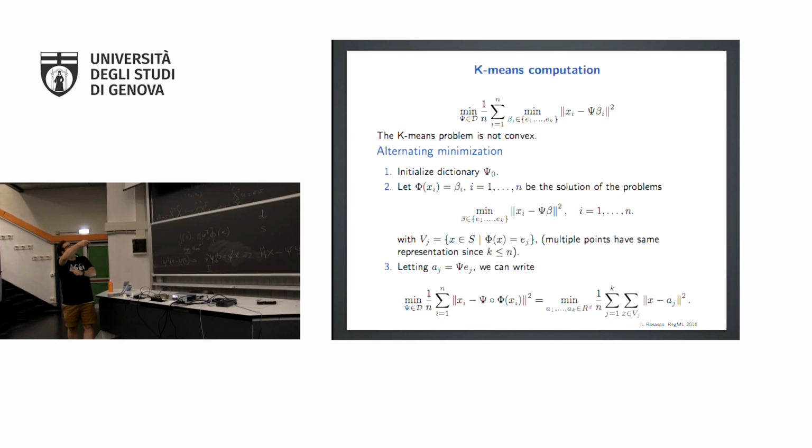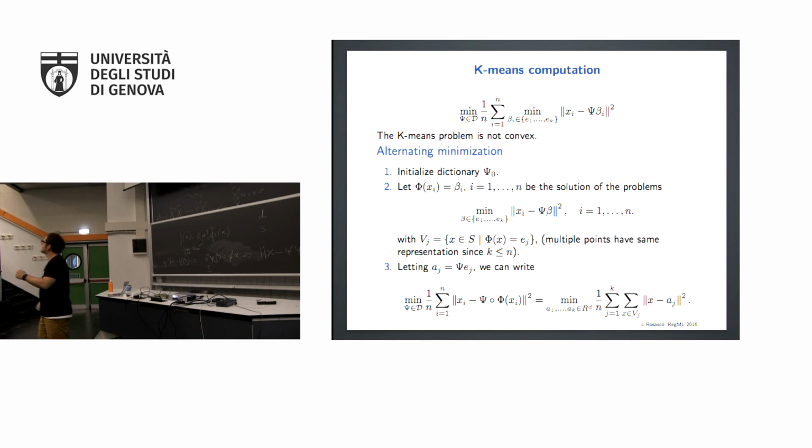And if you stare at this just a little bit, you can convince yourself this is just computing the mean of the points in the region. Because if you take the derivative of this with respect to a_j, you get twice (x minus a_j). You just put it on the other side of the equality, and you are just computing the mean. So the optimizer of this is the mean of each set.